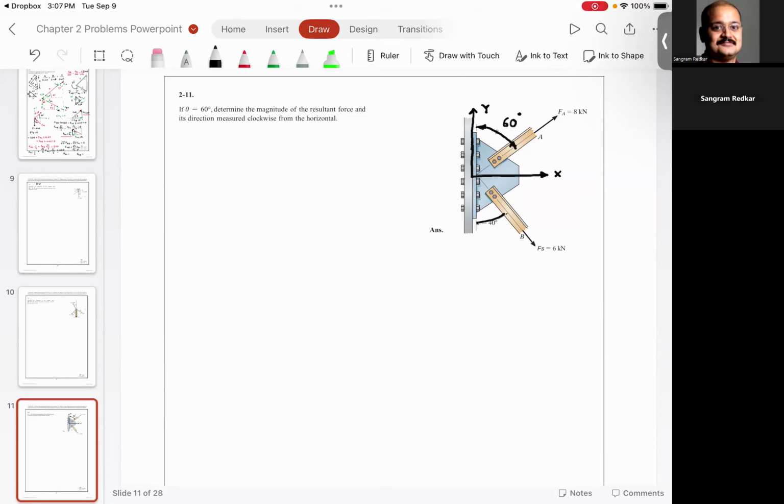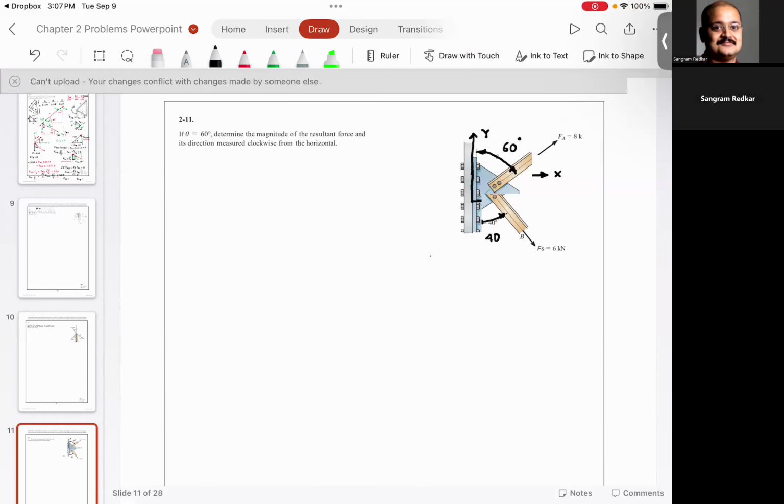This angle is 40 degrees. So to find out the resultant, we have to find out the summation of forces in the x direction. So in the last class, I told you about this trick. Whenever you want to resolve a component, make sure the origin of the coordinate system is located where the vector starts. So if you see, this vector is in this direction. This angle is 60 degrees.